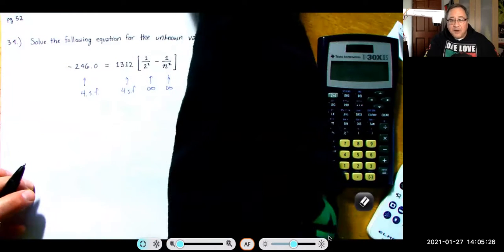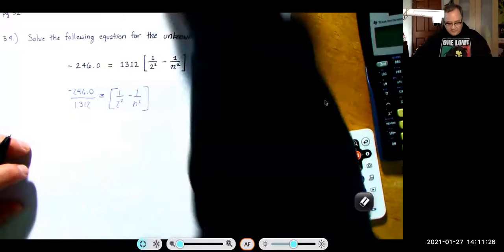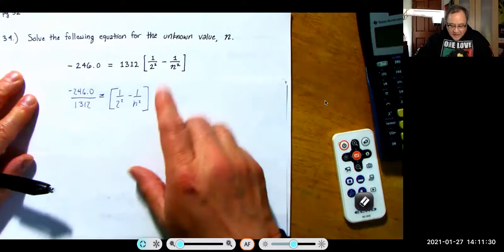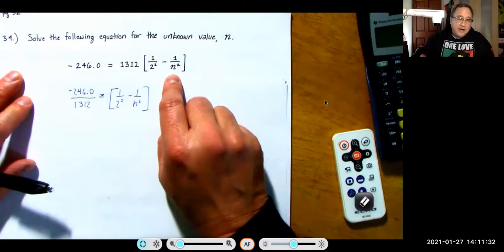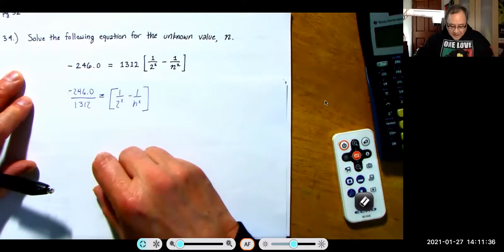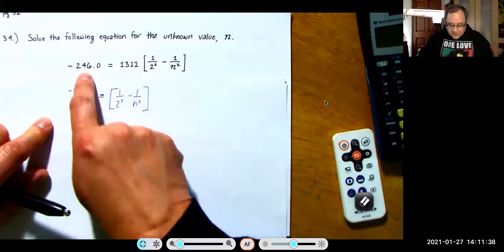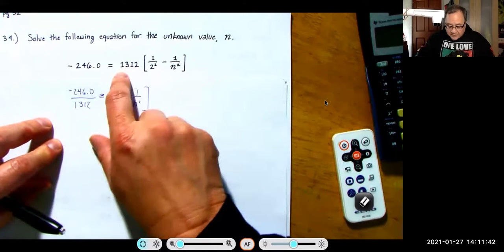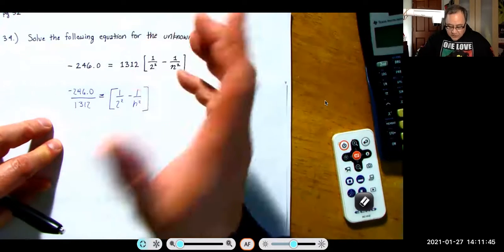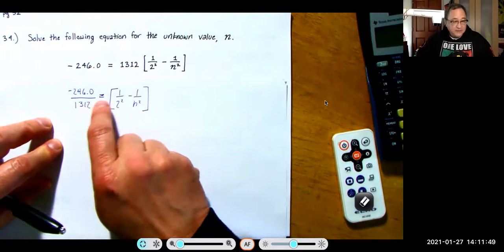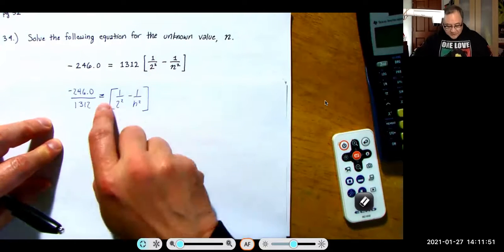And I'm going to go ahead and pause the recording and show you what I would do. So I'm going to try to isolate n on one side and put everything else on the other. So to do that, I'm dividing the left side by 1,312, and I'm dividing the right side by 1,312. And naturally, 1,312 divided by 1,312 is 1. And I'm not going to write 1 times this, although I could.